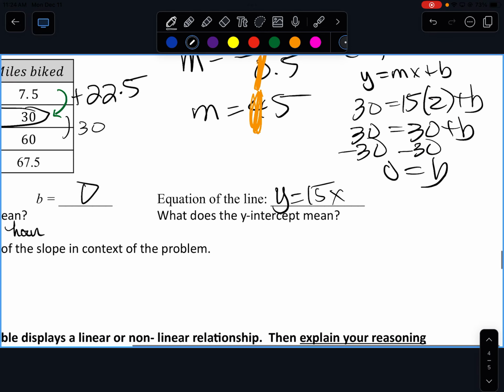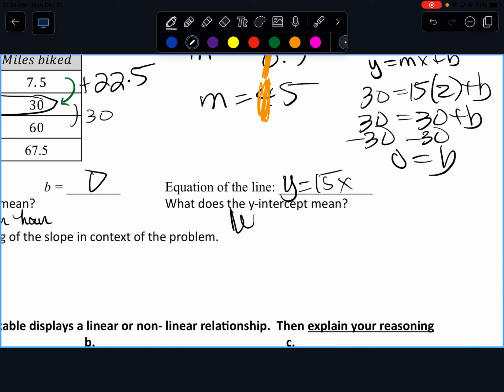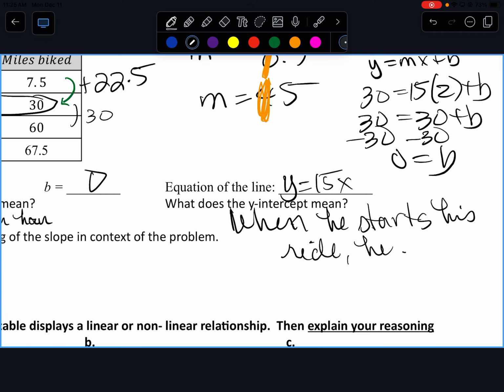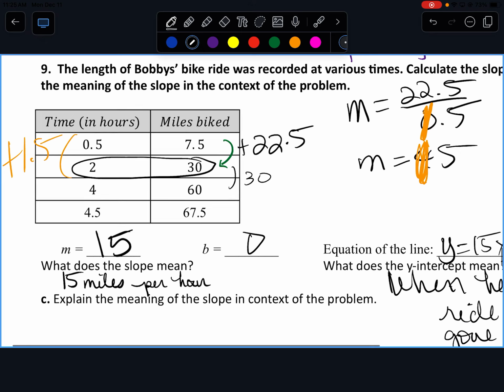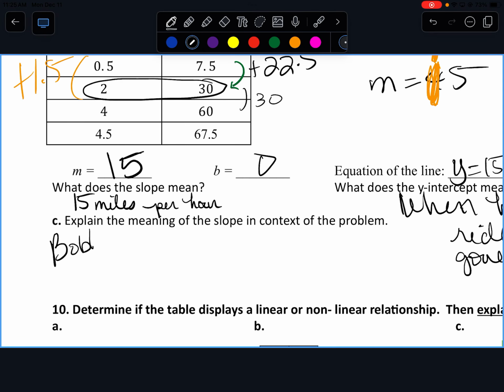Okay. What does the y-intercept mean? When he starts his ride, he has not gone anywhere. Okay? Bobby bikes at 15 miles per hour.